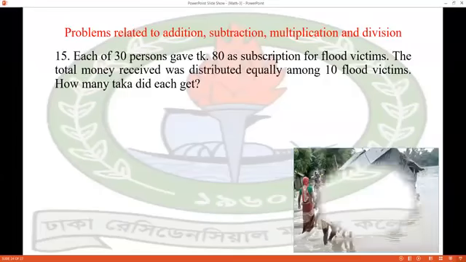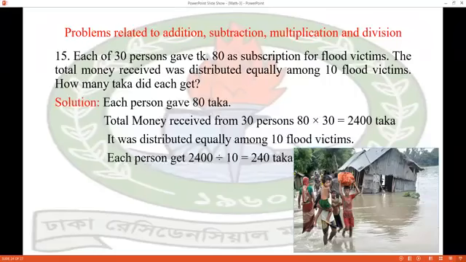This is the 15 number. You can copy it. You can solve it. Each of the 30 persons gave Taka 80 as a subscription for flood victims. The total money received was distributed equally among the 10 flood victims. How many Taka did each get? So one person gave 80 Taka as a subscription, but there are 30 persons. So at first we have to find out the total Taka given by the 30 persons. Then the total money received was distributed equally among 10 flood victims.